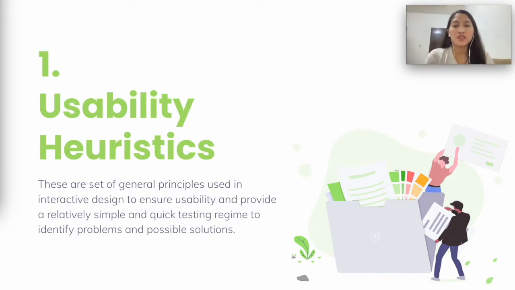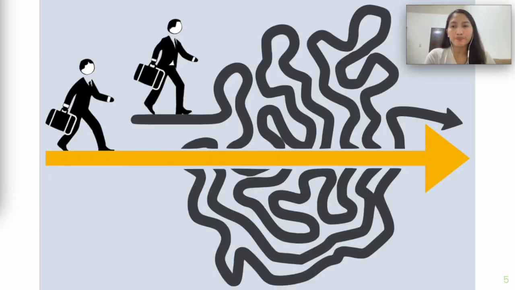When you say heuristics, these are a set of general principles used in interactive design to ensure usability and provide a relatively simple and quick testing regime to identify problems and possible solutions. The reason why we use heuristics is to ensure usability when you design the user interface.